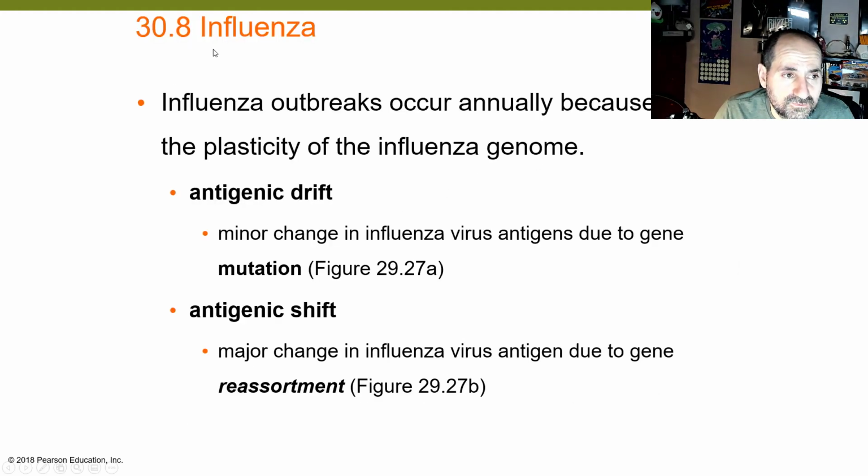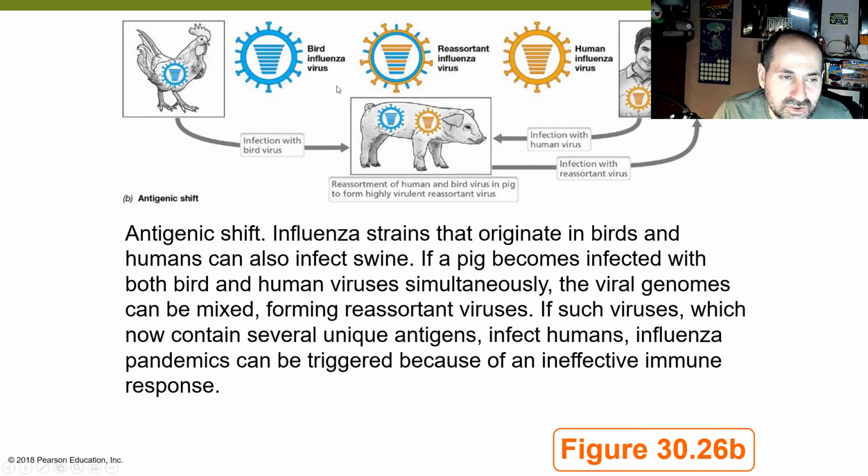You should know about the flu, and you should understand how flu outbreaks occur annually, and there are different strains of the flu. Why? You should know it's due to antigenic drift, which is caused by mutation because it's an RNA virus. And you should know there's also antigenic shift because of reassortment of the segmented genome.